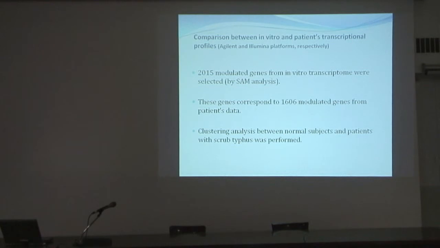Then we compared our in vitro transcriptional profile of monocytes with the in vivo transcriptional profile of patients with scrub typhus. About 2,000 modulated genes from the in vitro transcriptome were selected by SAM analysis, and these genes correspond to 1,600 modulated genes from patient data. And the clustering analysis between normal subjects and patients with scrub typhus was performed.